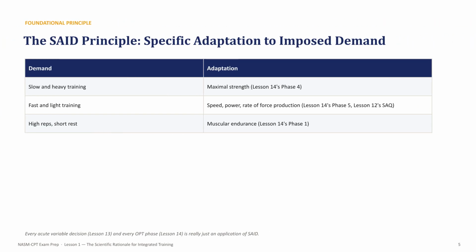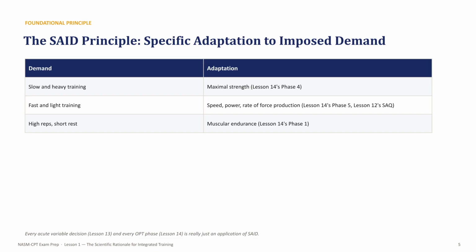This next idea is foundational, the SAID principle. Specific adaptation to imposed demand. In plain terms, the body adapts specifically to whatever demand you place on it. Let's look at 3 examples. Slow and heavy training produces maximal strength. That's phase 4 of the OPT model, which you'll see in Lesson 14. Fast and light training produces speed, power, and rate of force production. That maps to phase 5 in Lesson 14, and the SAQ work in Lesson 12. And high reps with short rest periods produce muscular endurance. That's phase 1 of the OPT model.